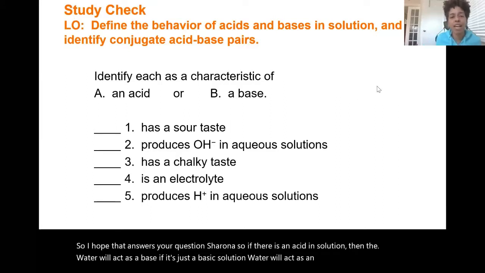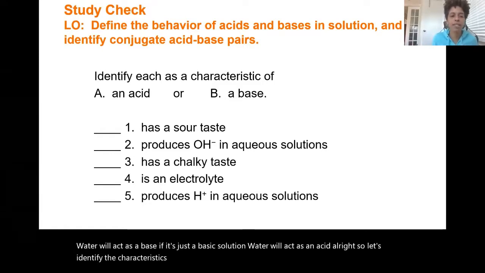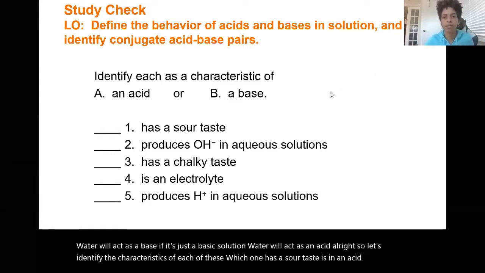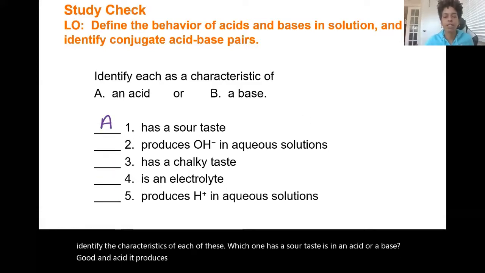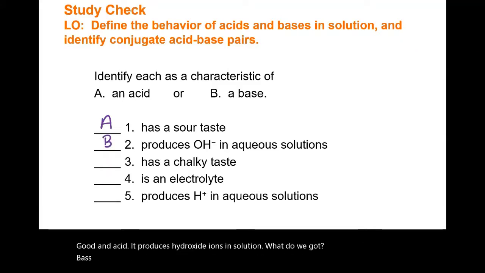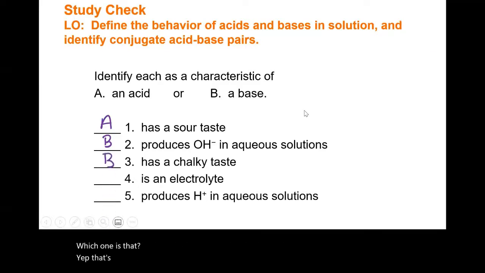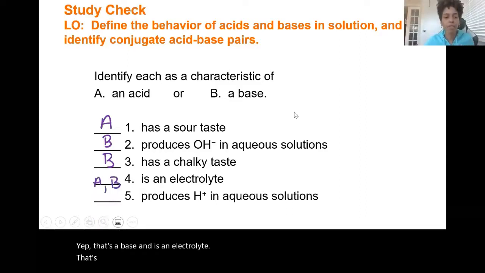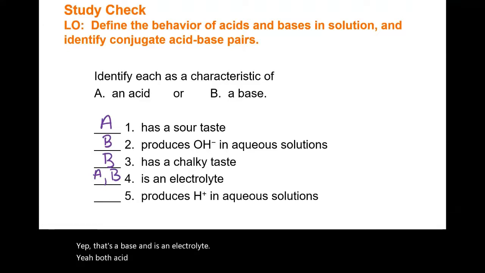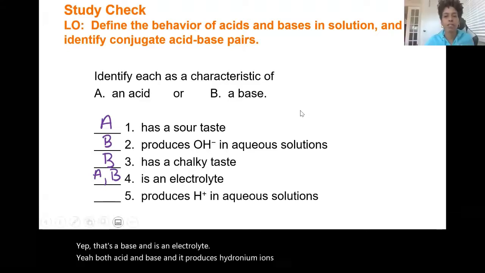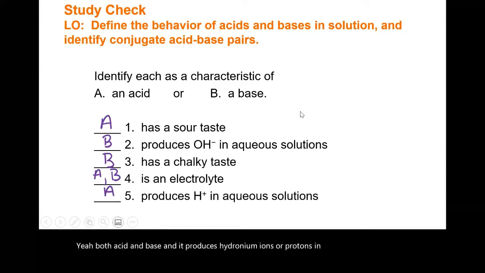All right, so let's identify the characteristics of each of these. Which one has a sour taste? Is it an acid or a base? Good, an acid. It produces hydroxide ions in solution. What do we got? Base. A base. It has a chalky taste. Which one is that? Yep, that's a base. And is an electrolyte? Both? Yeah, both. Acid and base. And it produces hydronium ions or protons in solution. Acid. Good job.